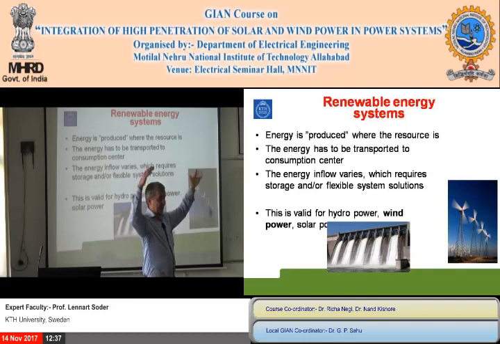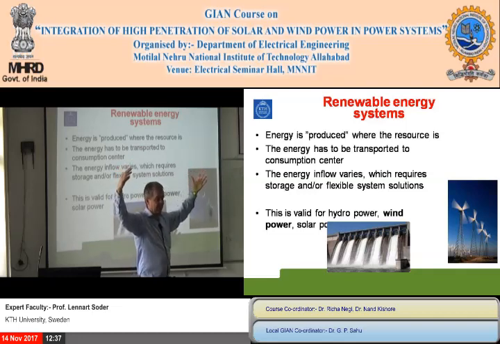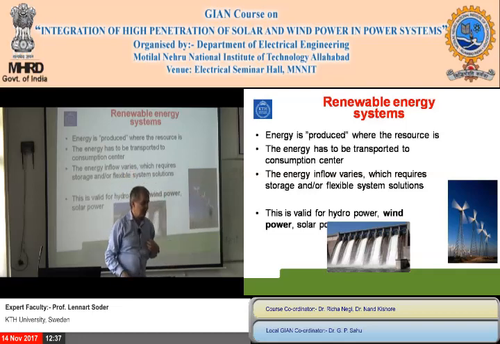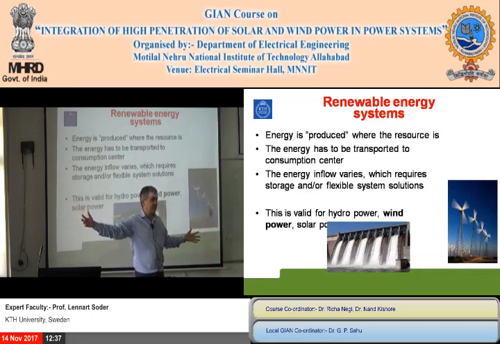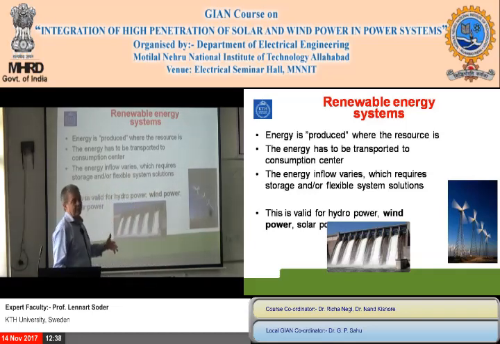Just one thing: if you have a gas pipe like this, I think 1.5 meters in diameter, in this gas pipe you transport 500 terawatt hours per year. In a 400 kV transmission line, you transport 10 terawatt hours. I mean, just look at the space that the 400 kV line is taking. It's huge.